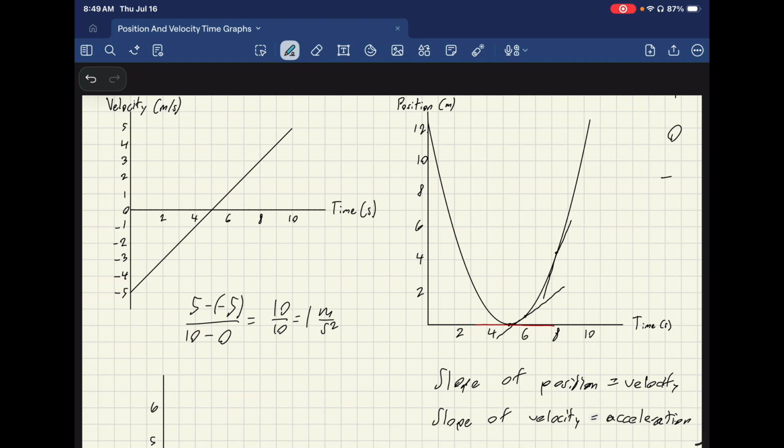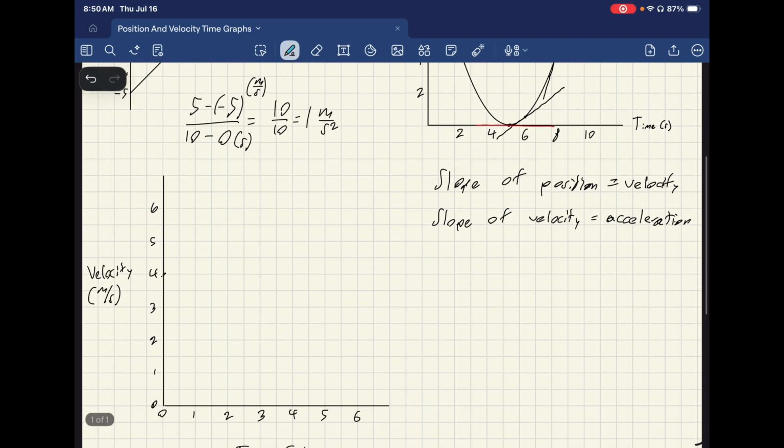And the meters per second squared comes from velocity on top, which is meters per second, and time on the bottom, which is seconds. So you end up with meters per second times 1 over seconds, which is meters per second squared, which is the unit for acceleration. So our acceleration in this case is a constant of 1 meters per second squared. If you pretended for a moment that the graph on the right was a velocity time graph instead of a position time graph, we would end up with a changing acceleration, similar to how we ended up with a changing velocity earlier.